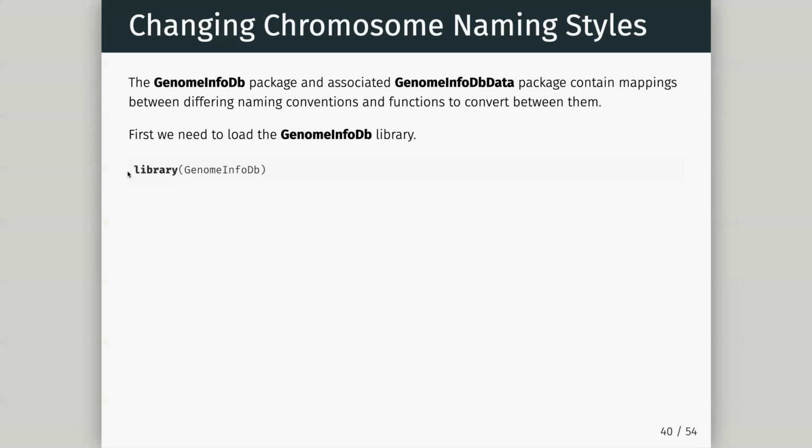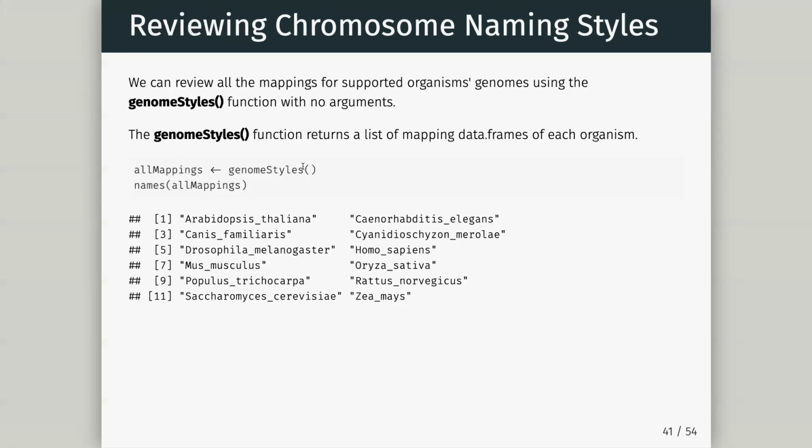To take advantage of this, first we need to load the library. We can review what organisms are supported. Clearly they can't support everything, but there are a number of supported organisms, including human, Drosophila, and mouse. To get that, we just need to run this function genomeStyles. We'll get a list of all the mappings, and we can just see the names here.